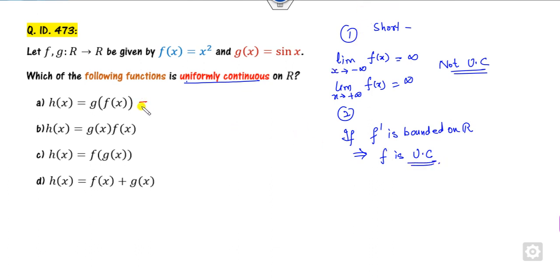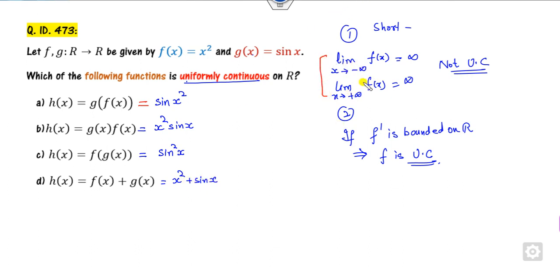So firstly we will see what f of g x is. It is nothing but sine of x square. What is g x into f x? It is nothing but x square sine x. What is g of f x? It is nothing but sine square x. And this is x square plus sine x. Now you can discard the options.